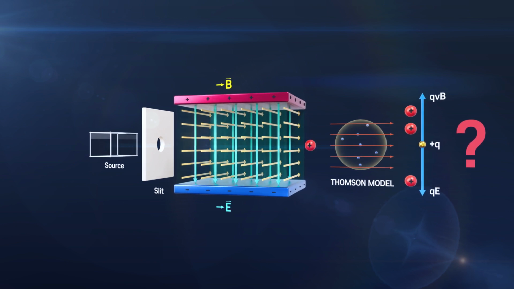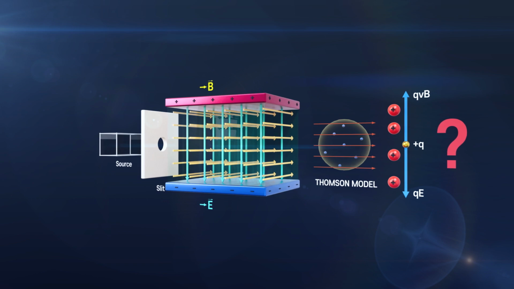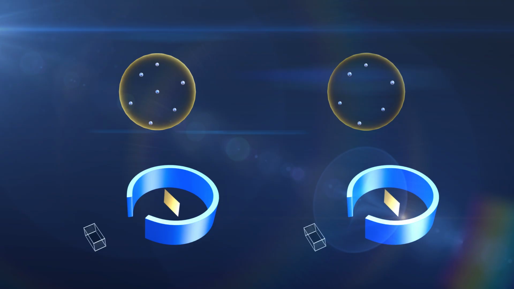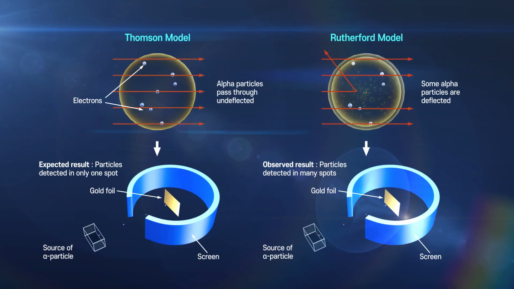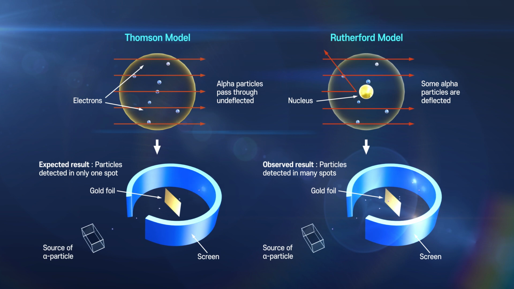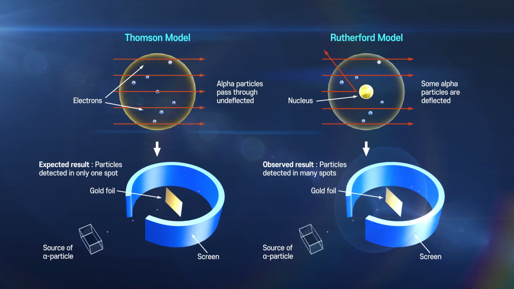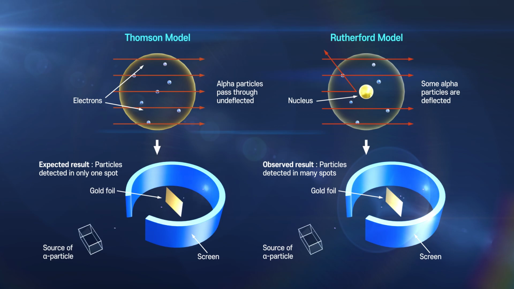Under the suspicion that positive charges would be concentrated at one point, he conducted alpha particle permeation experiments for approximately 5 years from 1908 to 1913. In the experiment, alpha particles were sprayed on a thin gold film, and the alpha particles penetrating the film were observed on the surrounding fluorescent screen.